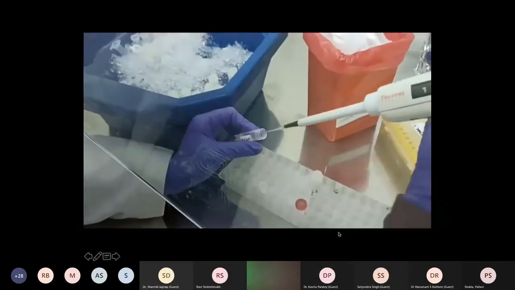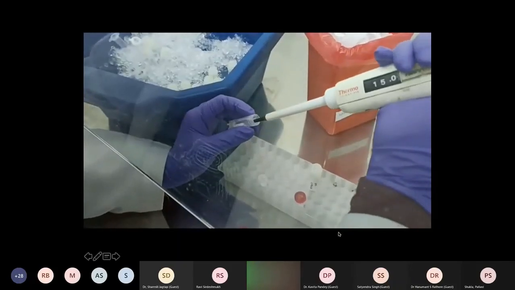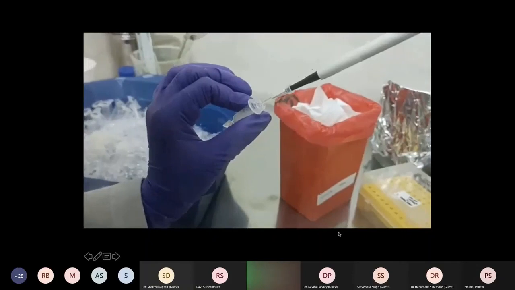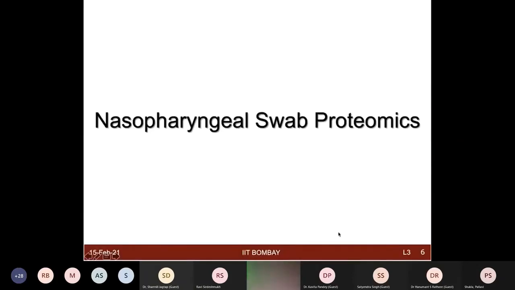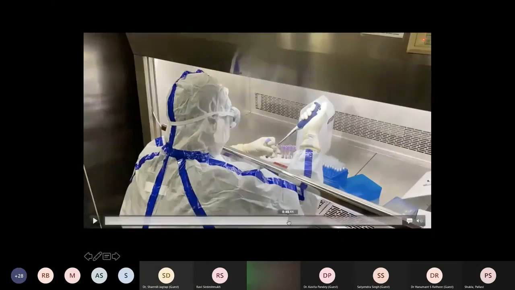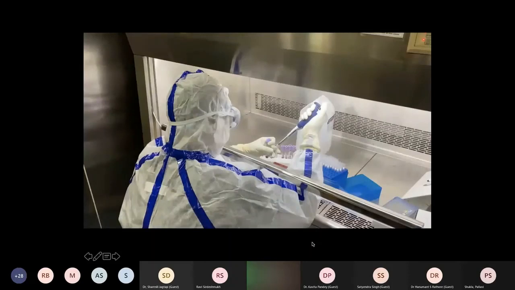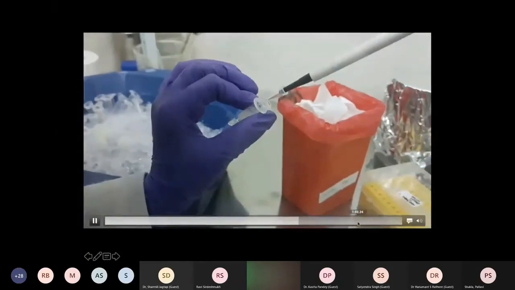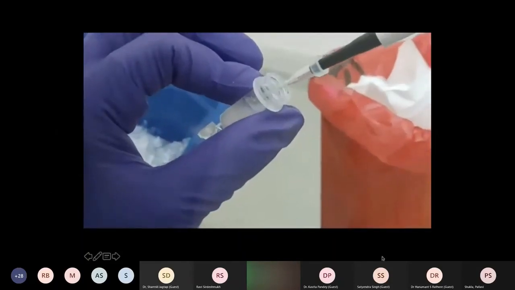So for doing that, you first want to select which column you want to use to deplete your abundant proteins. Sometimes you have columns which can deplete the top two highly abundant proteins, or sometimes you can deplete even 12 or 14 abundant proteins. So what we are showing is the 14 abundant protein depletion column which we are using.